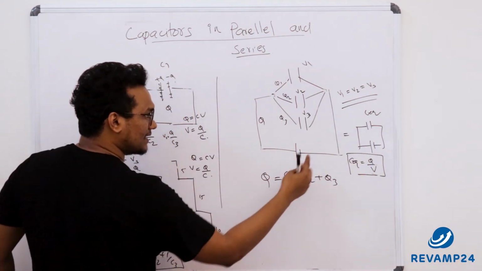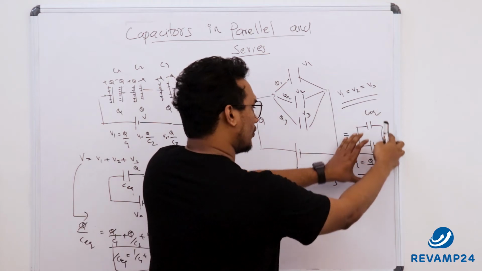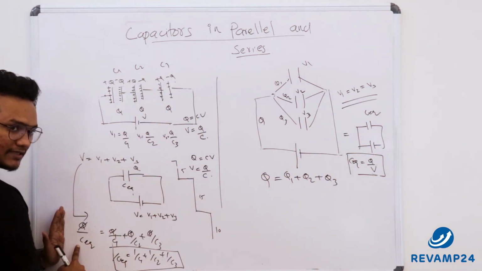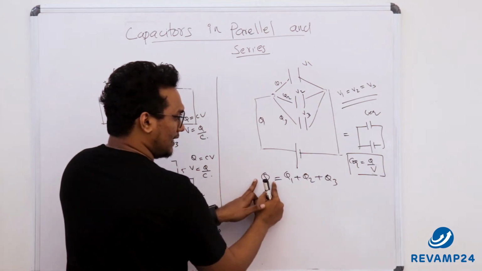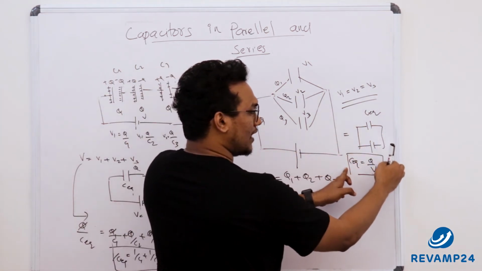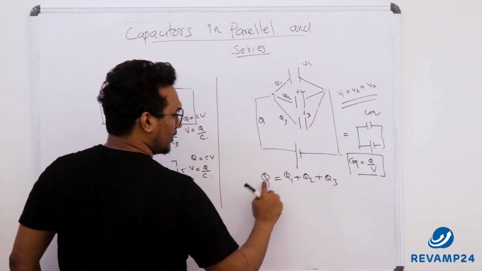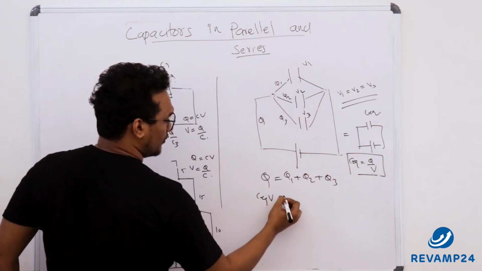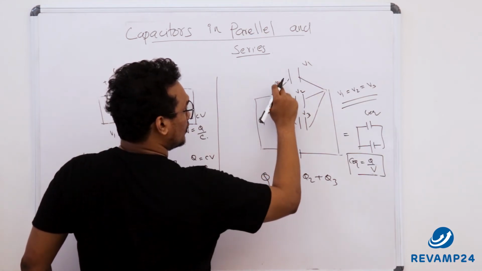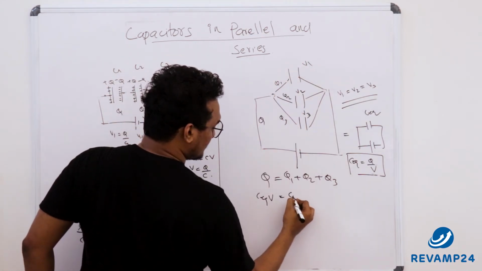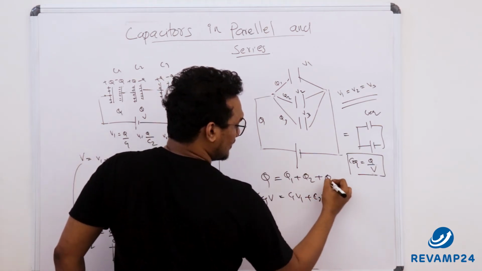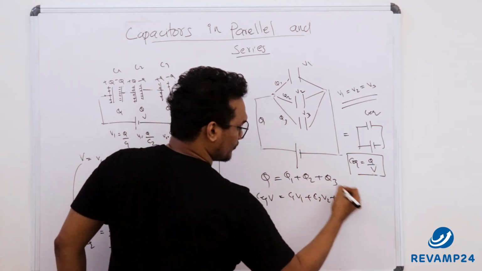So on the LHS I am going to substitute the values of the equivalent circuit. Similarly in the LHS Q, I am going to substitute the values from the equivalent circuit. What is that? Q is equal to C equivalent into V. Now here what is Q1? We know Q is equal to CV. So it is C1 V1 plus Q2 is C2 V2 plus Q3 is C3 V3.